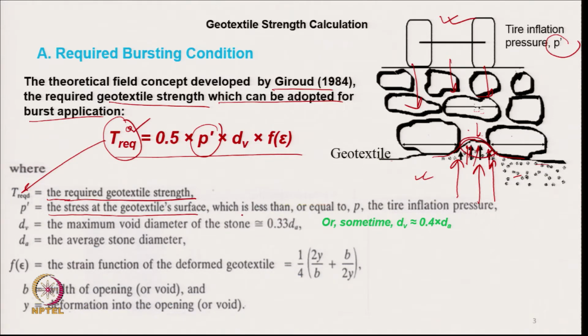This stress we can typically assume is equal to the tire inflation pressure, that is the downward pressure applied by the tire on the ground, and sometimes if the depth of placement of geotextile is very high, in that case it will be a little bit less than P. But for normal calculation we can assume this stress on geotextile is equal to the tire inflation pressure for our normal practical application.